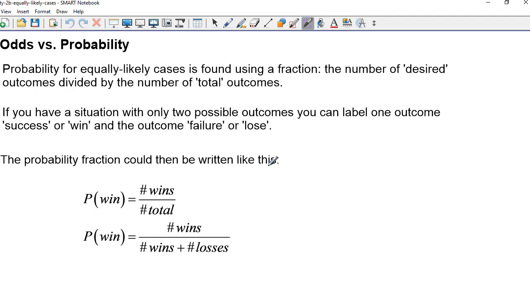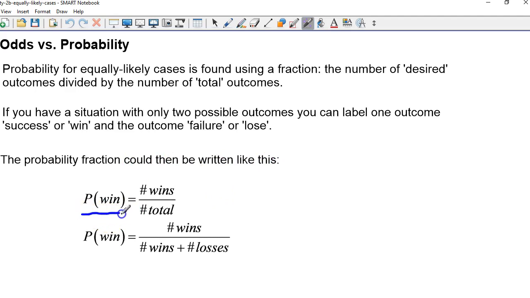Odds are another way to indicate how likely something is to occur. Probability for equally likely cases is found using a fraction. It's the number of desired outcomes divided by the number of total outcomes. If you have a situation where there's only 2 possible outcomes, and you can label one outcome as success or yes or winning, and the other one as no or failure or losing, then you could think of the probability fraction as just simplifying down to this.